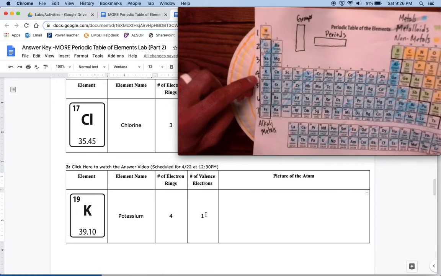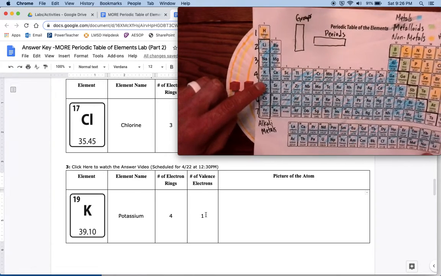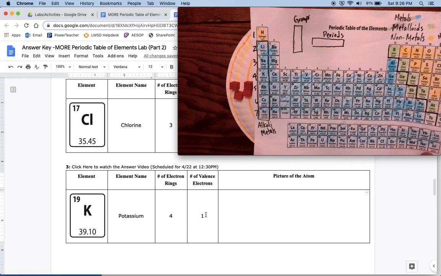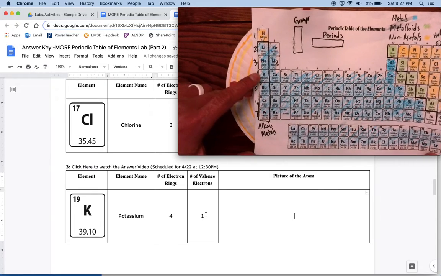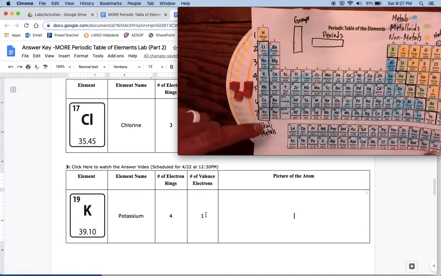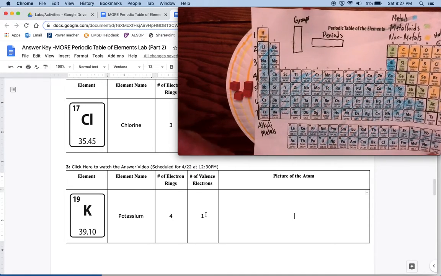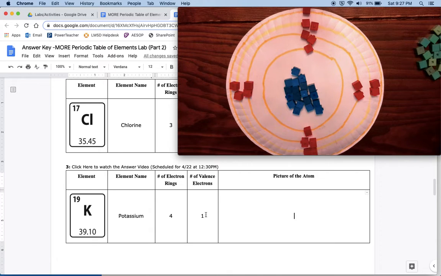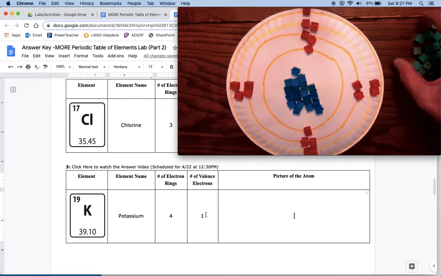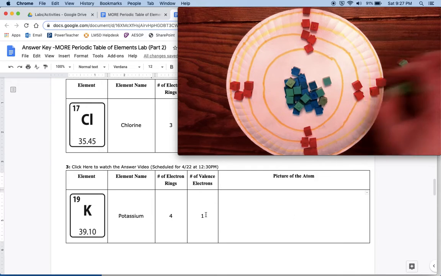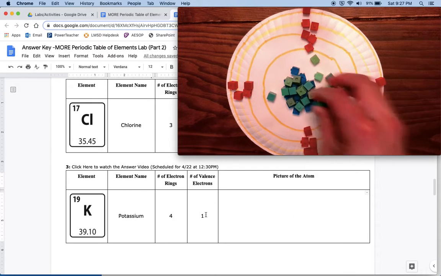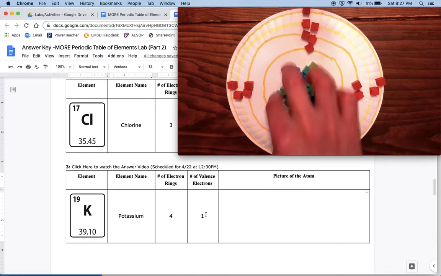Now, how do we figure out how many neutrons it has, right? So we know that K right here has a mass of 39.1. So we're going to round that down to 39. So since it has 19 protons, that means it has to have 20 neutrons to get to 39. So if I count that, which I've already done, I should have 20 neutrons that go into the nucleus. I'm just going to kind of toss these in here. Try and put them on, and there you go.